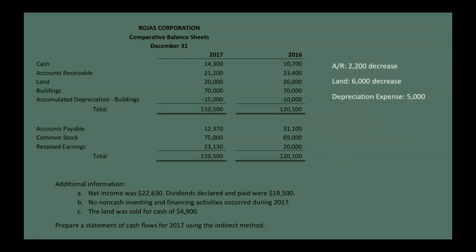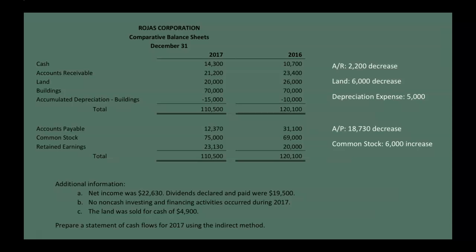Then we move down to accounts payable, and we see accounts payable decreased by almost $19,000. Right, so we'll make note of that. Common stock increased by $6,000. So we'll make note of that as well. Retained earnings, you'll see, went up, right? It went from $20,000 up to $23,130.